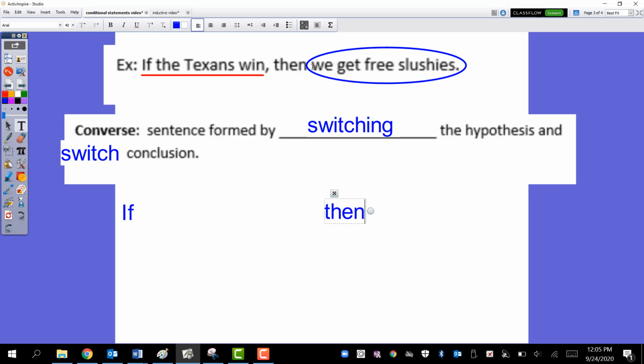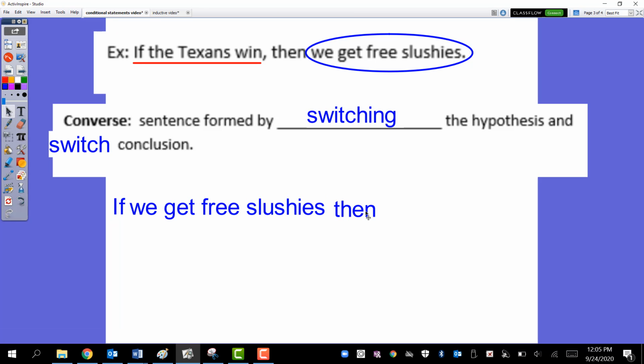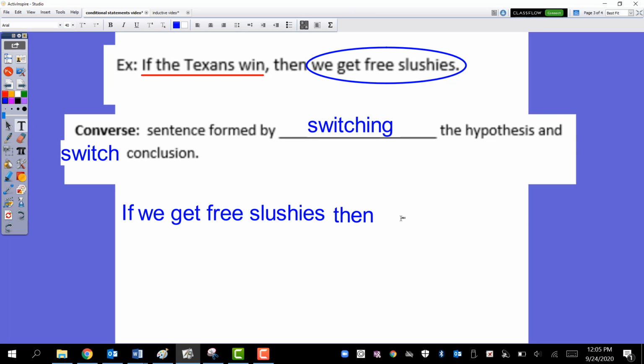So what's going to go first? Well, what was second? The conclusion was second, so now it's going to go first. So now it's going to be if we get free slushies. That's in the first part. Then, then what happens? Well, then now I'm writing the hypothesis. So what was the hypothesis? The Texans win. So that's my new sentence. I have changed the order. If we get free slushies, then the Texans win. Different order than it was up there.